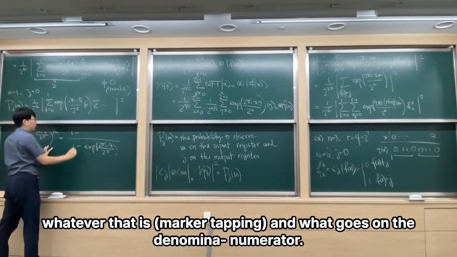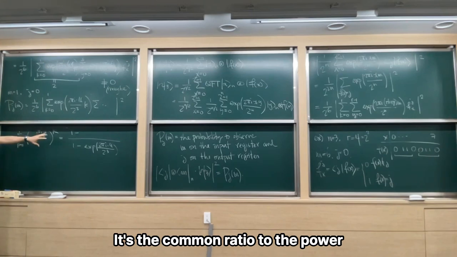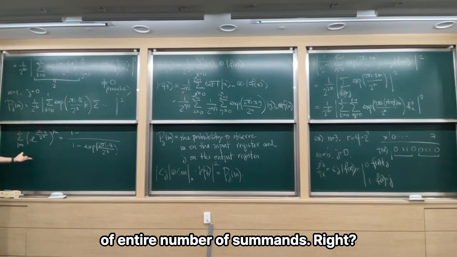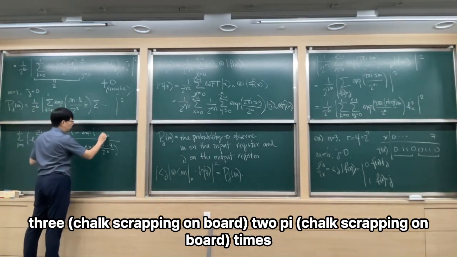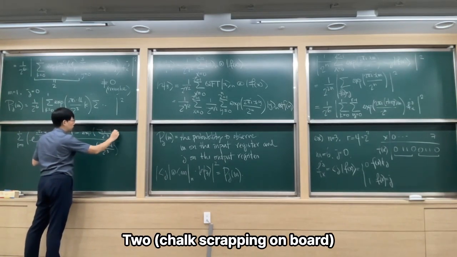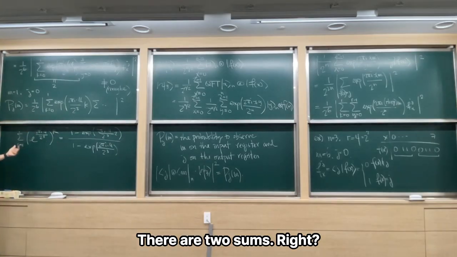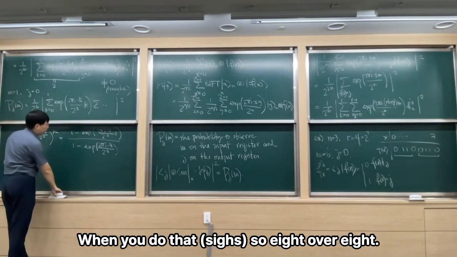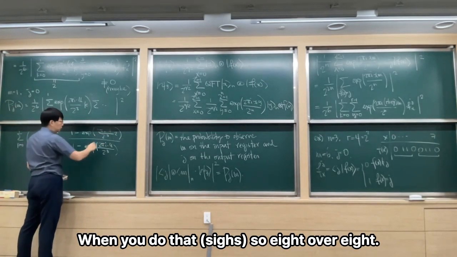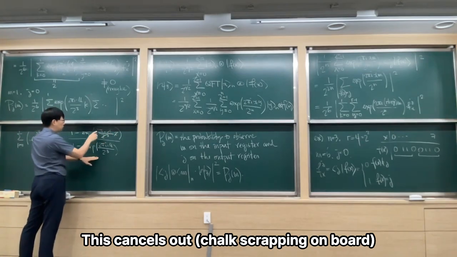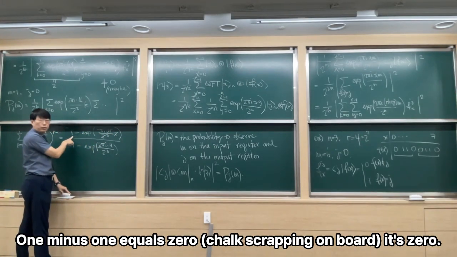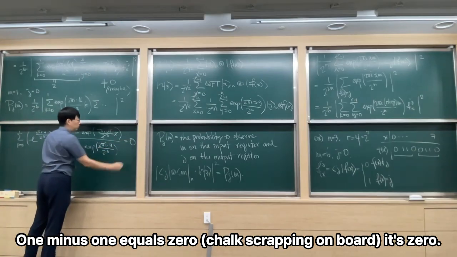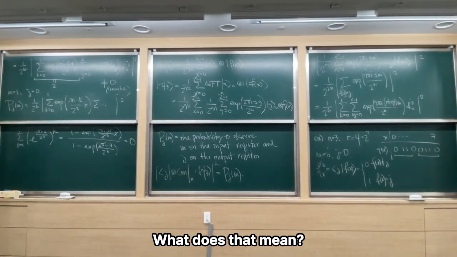And what goes on the numerator? It's the common ratio to the power of the entire number of summands, right? So we have exponential 2, 3, 2 pi I times 4 times what? 2. There are 2 sums. So when you do that, so 8 over 8, this cancels out. We have 2 pi I. Exponential 2 pi I is 1. 1 minus 1 equals to 0. So it's 0.